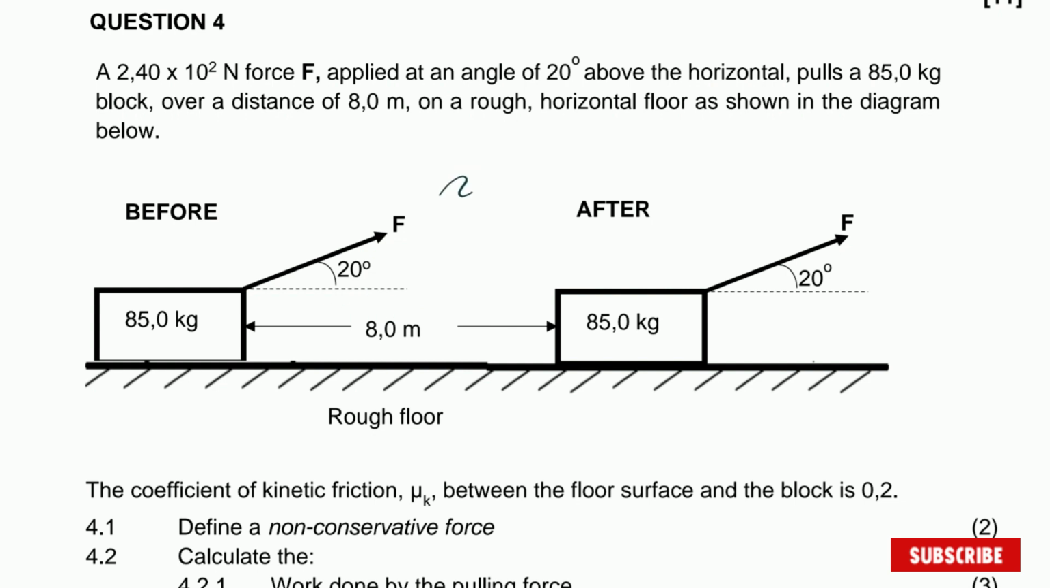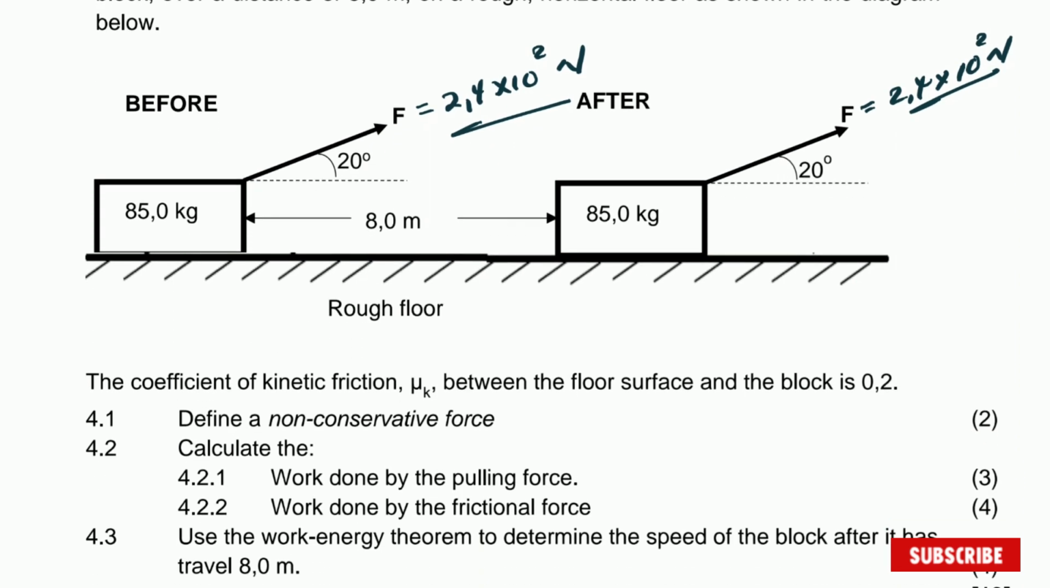The only data that we don't have, we are going to add here: the force is 2,4 times 10 to the 2 Newton. It is the same force, just at different moments. The coefficient of kinetic friction between the floor surface and the block is 0,2. This is the coefficient of kinetic friction, and 0,2 is very important. And then, define a non-conservative force.